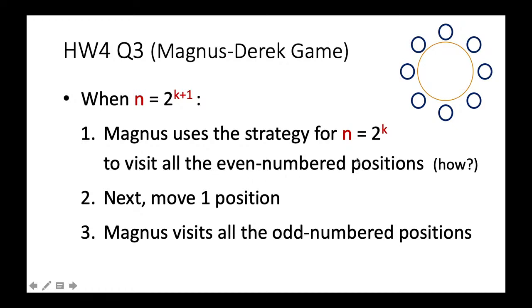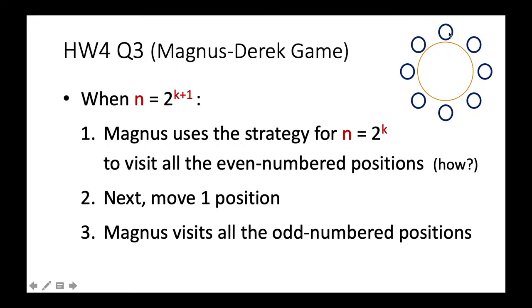to visit all the even numbered positions. So here, let's say the positions are 0, 1, 2, 3, 4, 5, 6, 7, something like this. This is 0, right? So how can he visit positions 0, 2, 4, and 6? That's easy. Imagine that these 4 are gone. We know that there is a way that Magnus can visit all these 4 locations because of the inductive assumption, right?